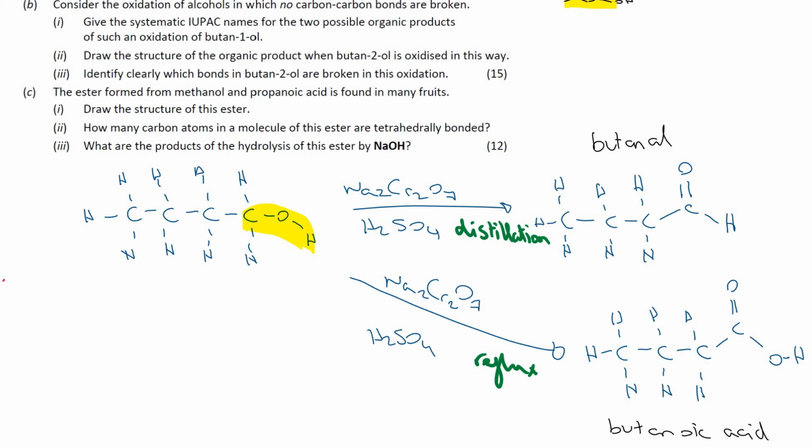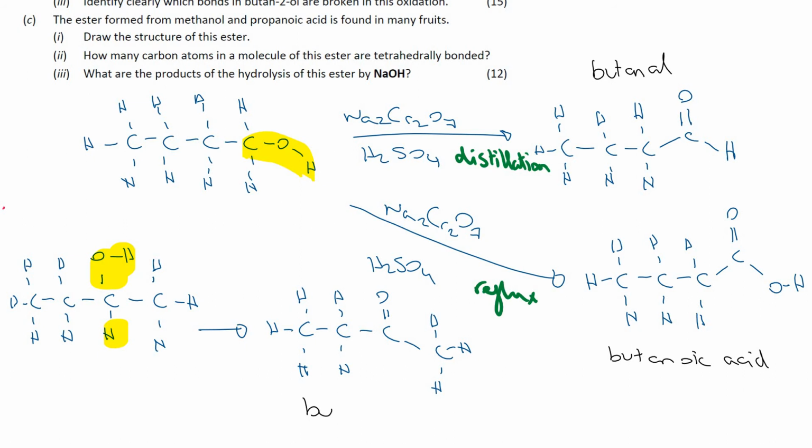Okay, identify clearly, draw the structure of the organic product when butan-2-ol is oxidized. So butan-2-ol is when you have an internal alcohol group, and when that gets oxidized using the same conditions, you only form one product in this case, because those hydrogens will get removed and you end up forming butanone, the ketone in that case.